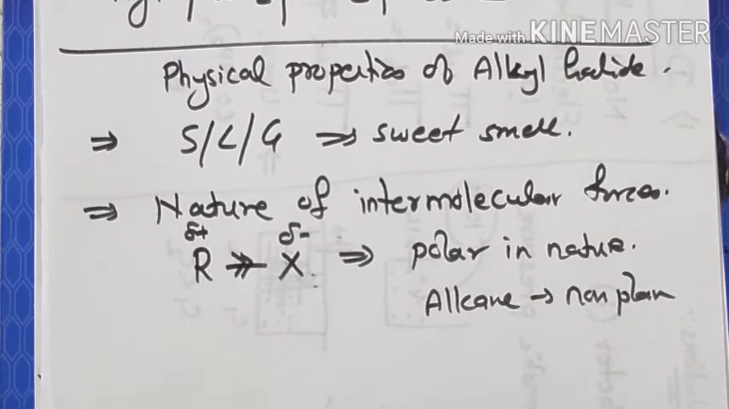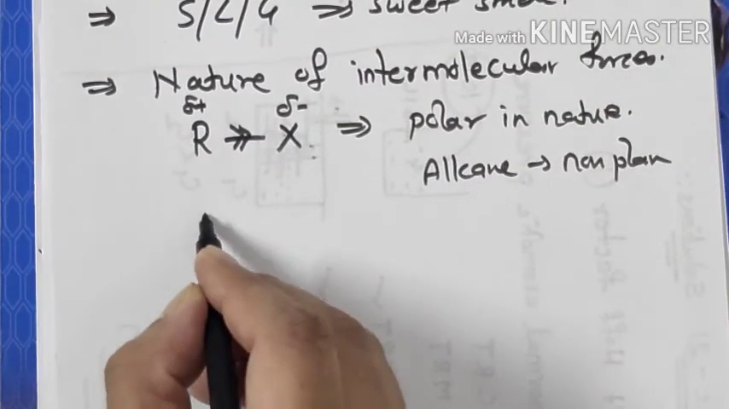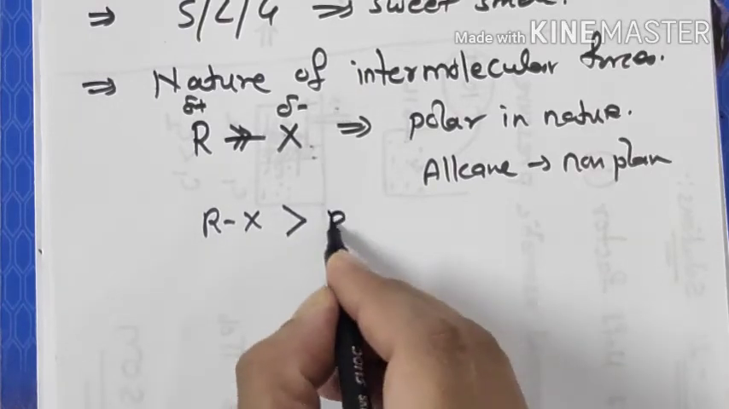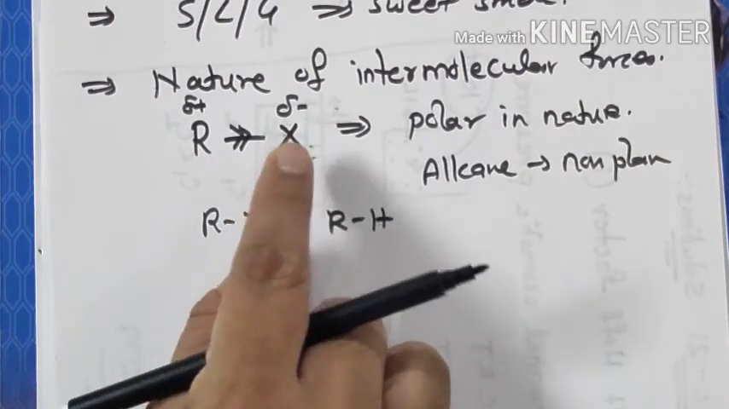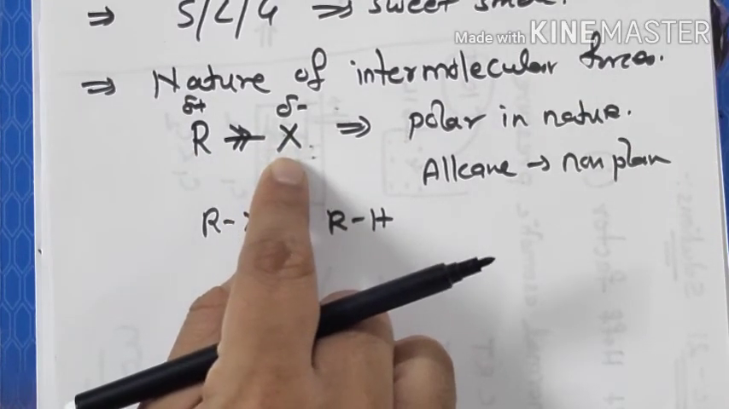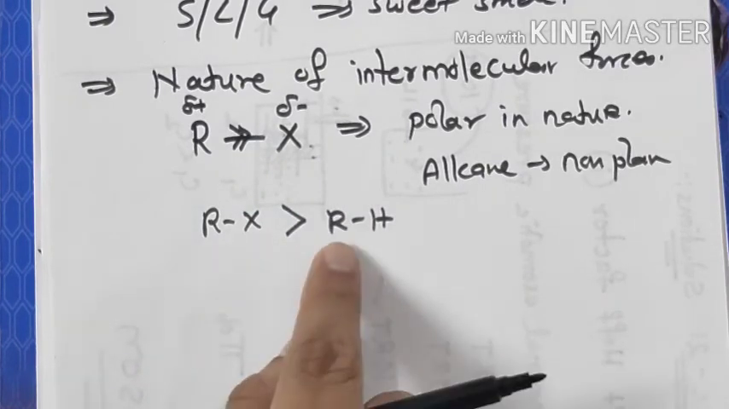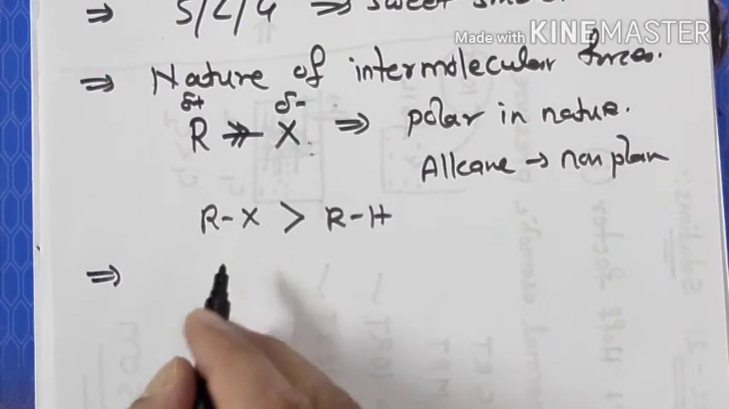So when I talk about intermolecular force of attraction, meaning attraction between two alkanes, attraction between two alkyl halides, then we understand that the intermolecular force of attraction in alkyl halide will be greater in comparison to alkane. Why? Because if there is a polarity, negative will attract positive, positive is going to attract negative. So that's why the polarity of RX will be higher in comparison to RH. Okay, understood this? Right.